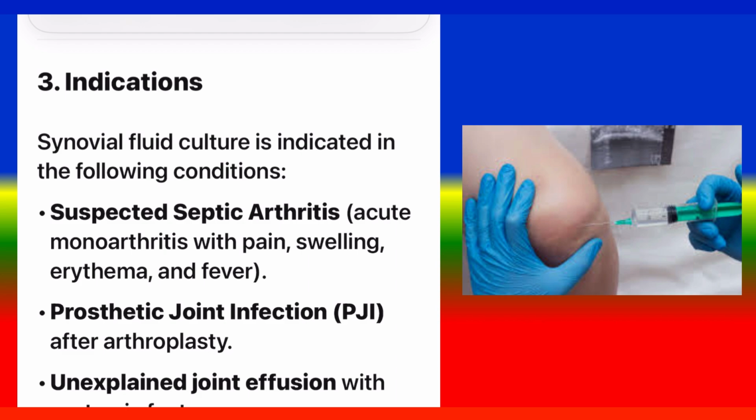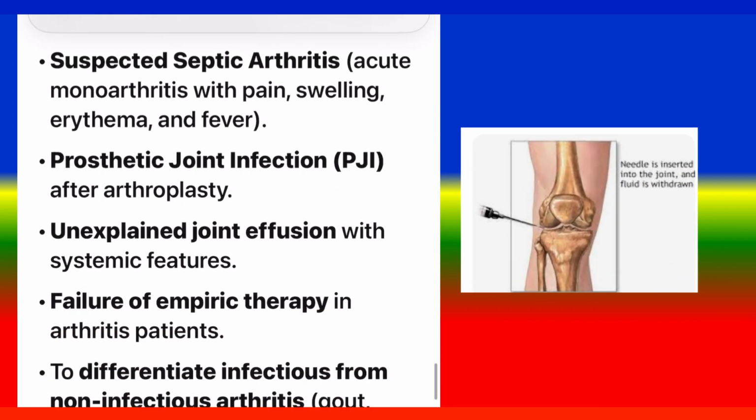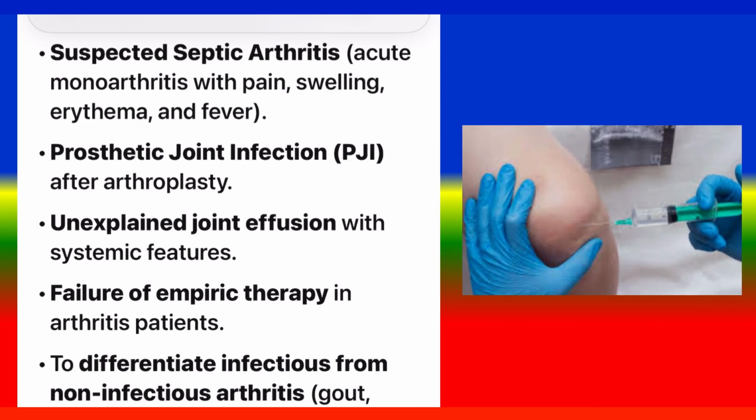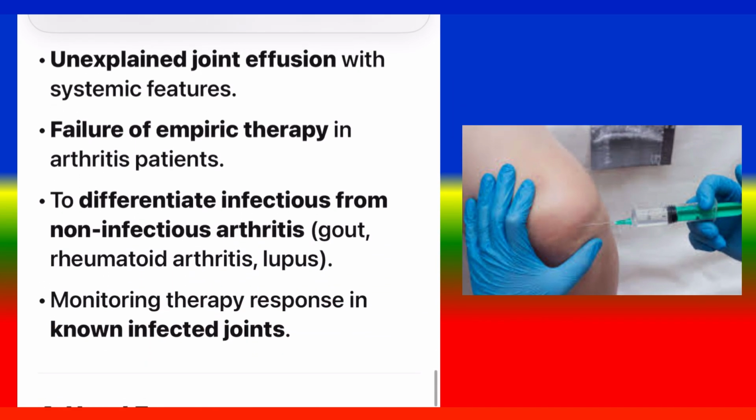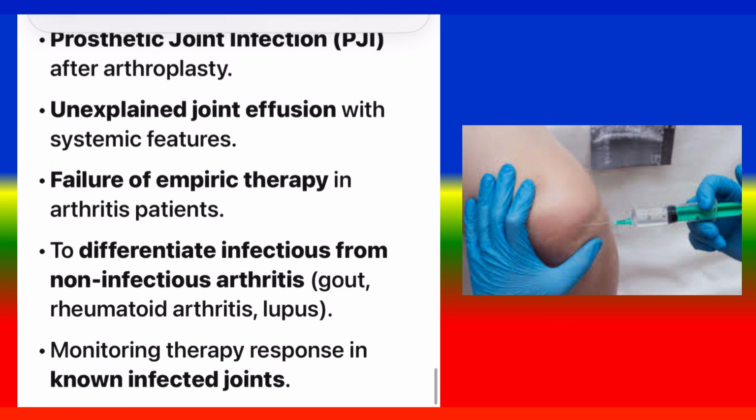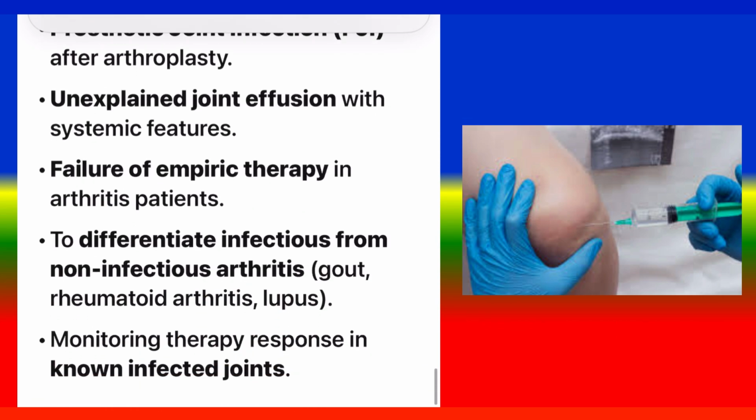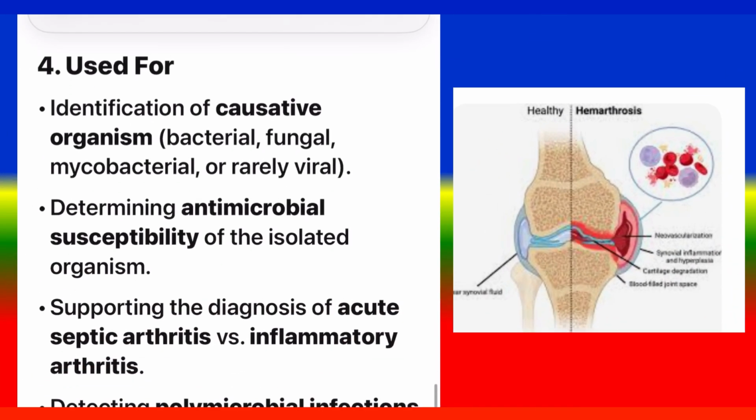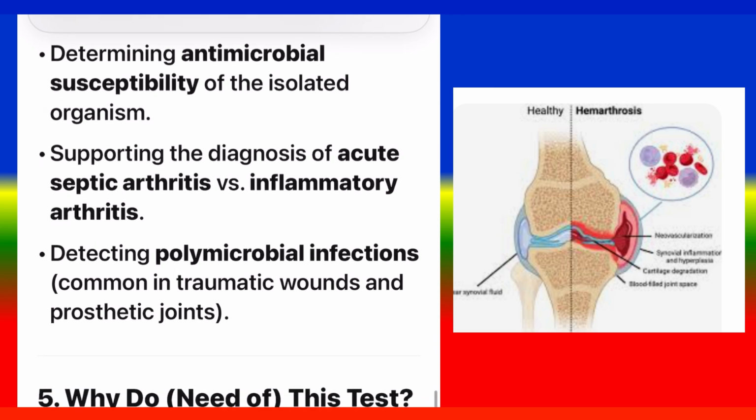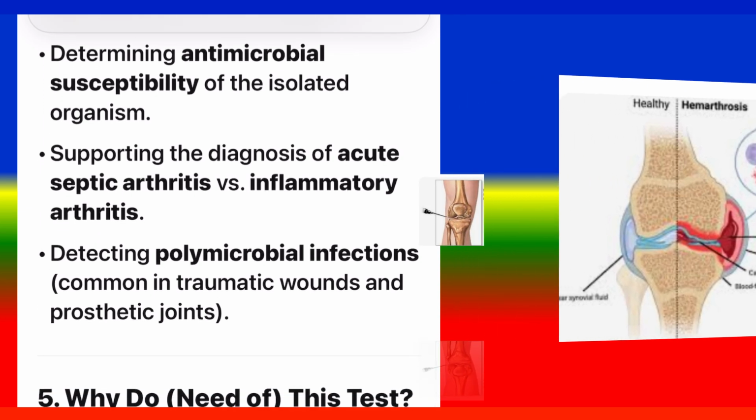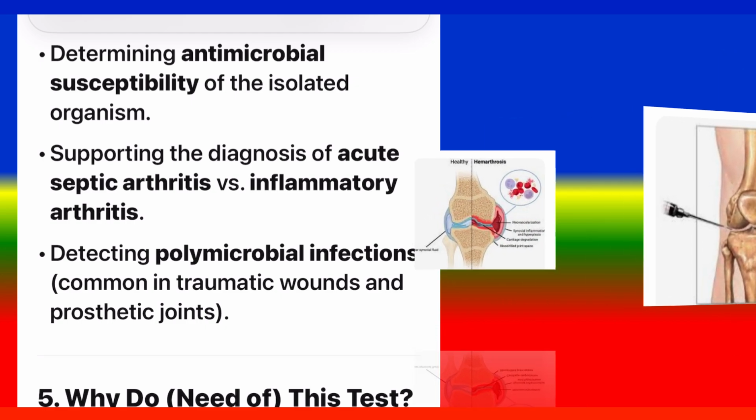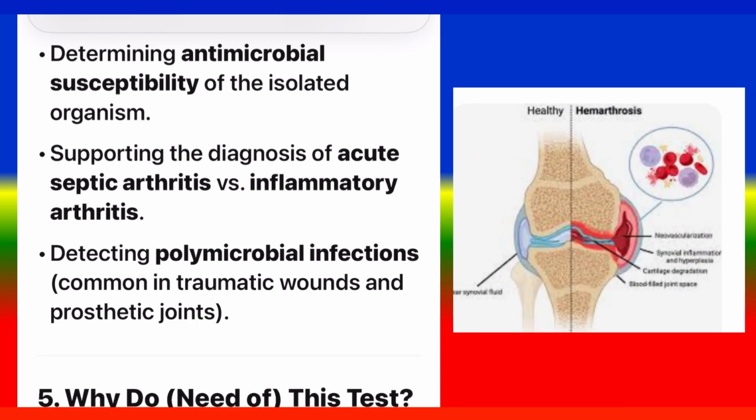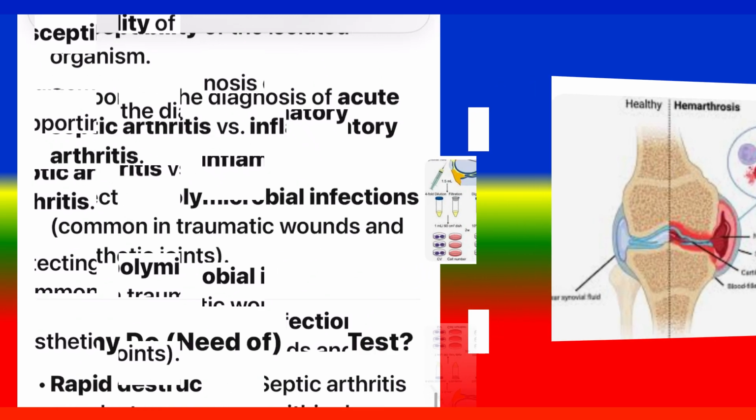erythema, and fever, prosthetic joint infection, PJI, after arthroplasty, unexplained joint effusion with systemic features, failure of empiric therapy in arthritis patients. To differentiate infectious from non-infectious arthritis, gout, rheumatoid arthritis, lupus. Monitoring therapy response in known infected joints. Used for identification of causative organism, bacterial, fungal, mycobacterial, or rarely viral. Determining antimicrobial susceptibility of the isolated organism. Supporting the diagnosis of acute septic arthritis versus inflammatory arthritis. Detecting polymicrobial infections common in traumatic wounds and prosthetic joints.